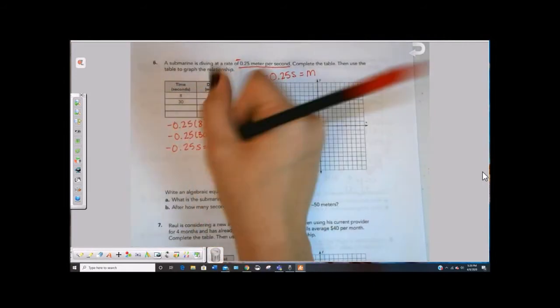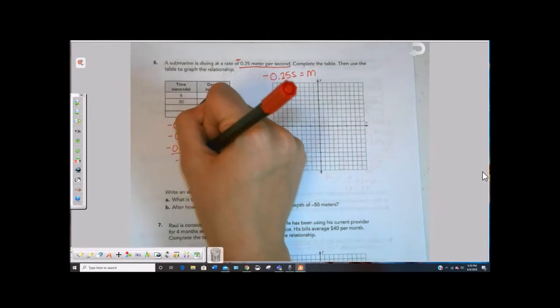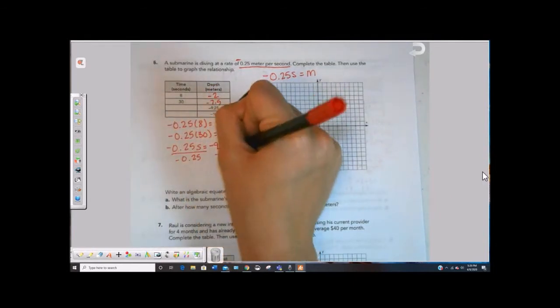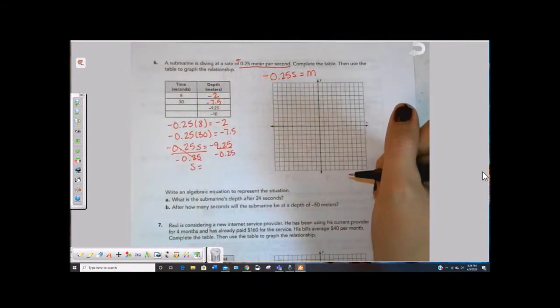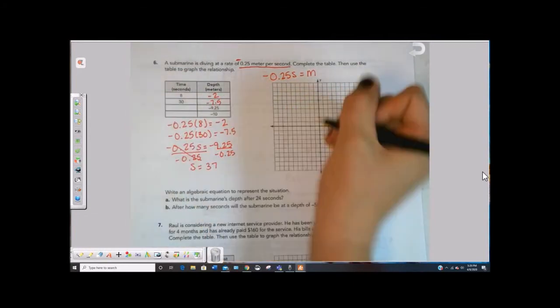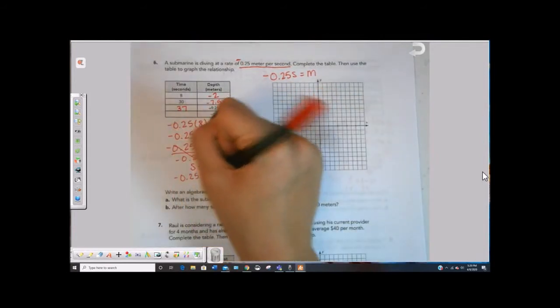And now we do the opposite. So I have negative 0.25 s equals negative 9.25. We're going to divide by negative 0.25, and you're left with s equals 37. So in 37 seconds, you go down 9.25 meters. And now to do negative 10 meters.